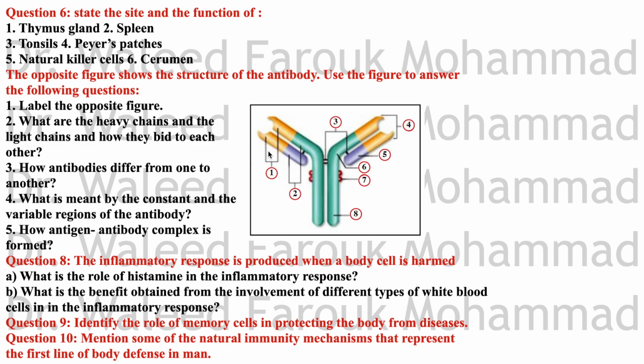What is meant by the constant and the variable regions of the antibody? The variable region is an antigen binding site where each antibody has 2 identical antigen binding sites. Shape of the site is different from one antibody to another. The constant region, however, is the rest of the antibody, a constant shape among all types of antibodies.